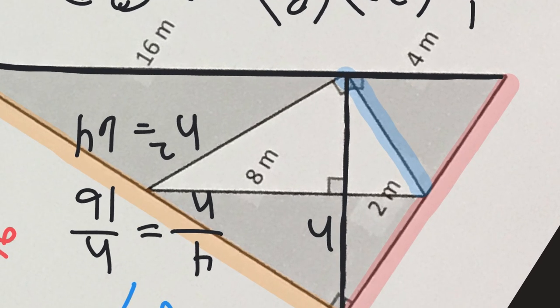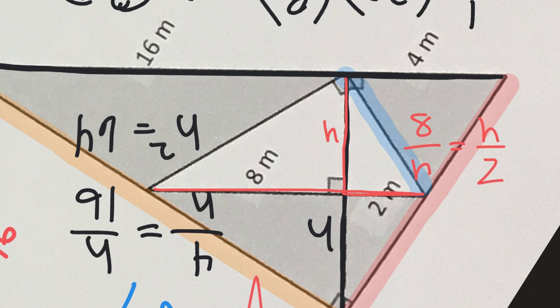Okay, so I'm going to do a similar exercise. I'm going to call this the base, which is 10, and calculate the height again using that proportion. Okay, so this is a proportion problem. It will do 8 over h equals h over 2. And hopefully you can figure out that the height is going to be 4.